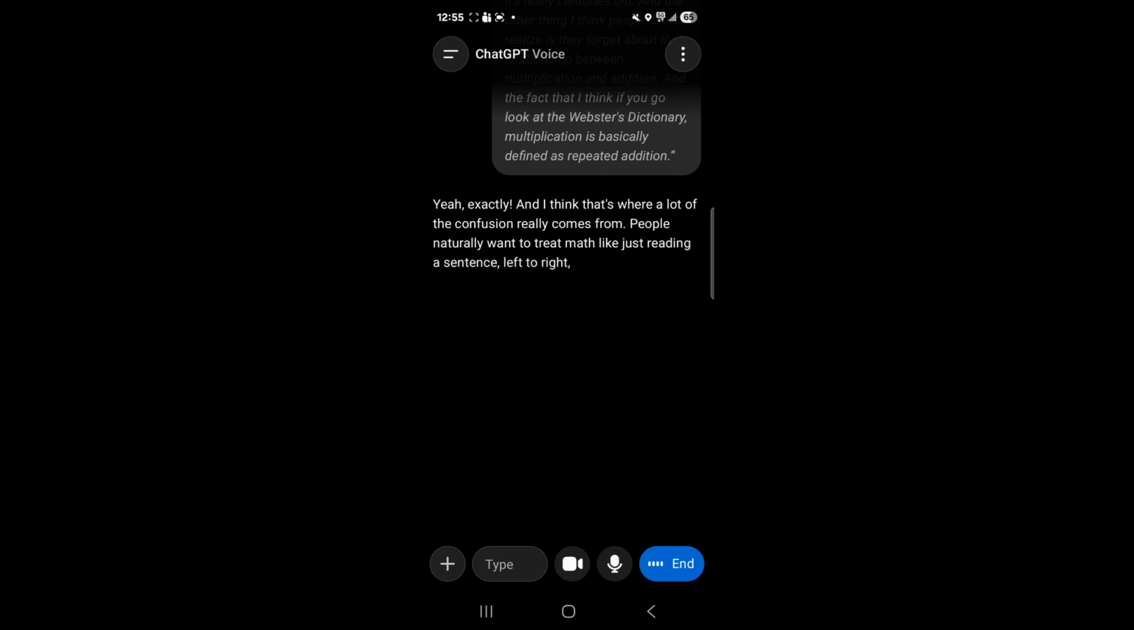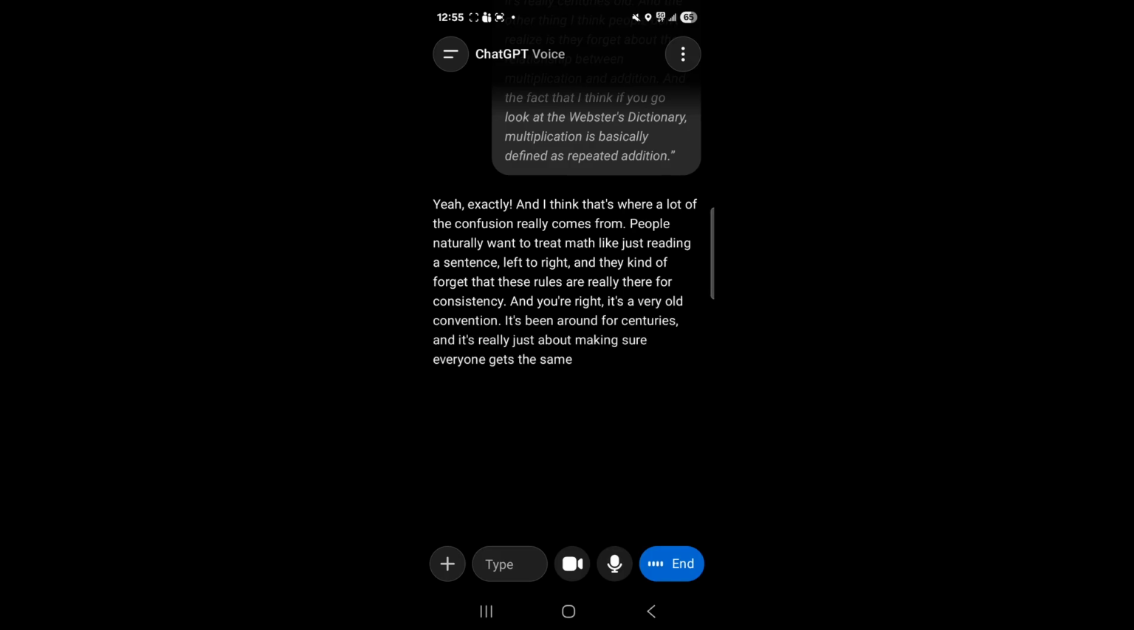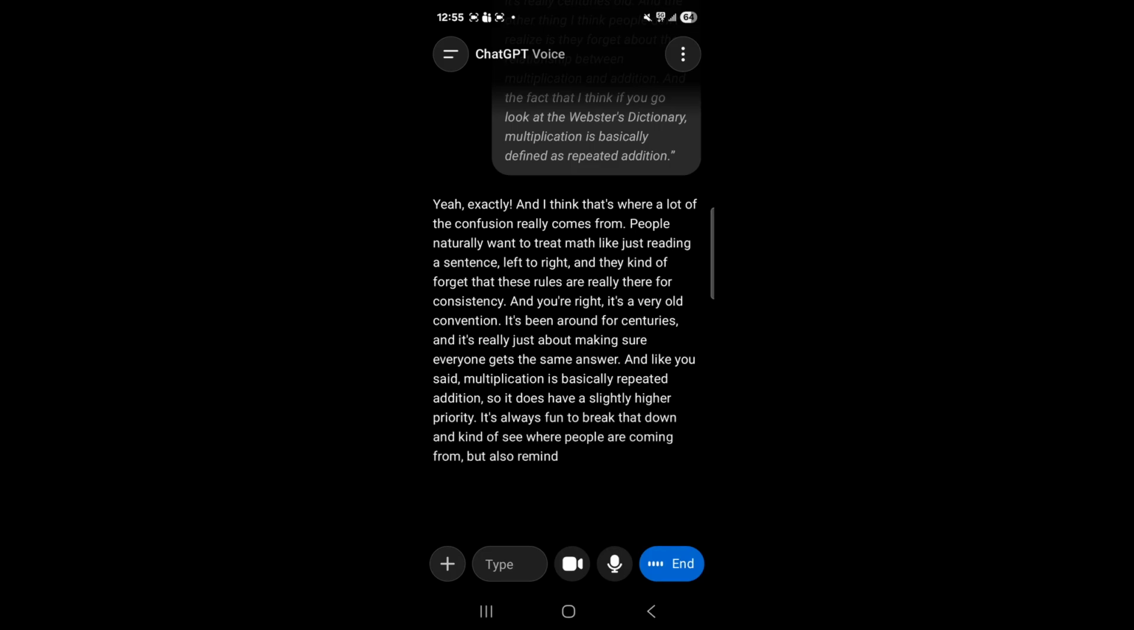People naturally want to treat math like just reading a sentence left to right, and they kind of forget that these rules are really there for consistency. And you're right, it's a very old convention. It's been around for centuries, and it's really just about making sure everyone gets the same answer. And like you said, multiplication is basically repeated addition, so it does have a slightly higher priority. It's always fun to break that down and kind of see where people are coming from, but also remind them that there's a method to the madness.